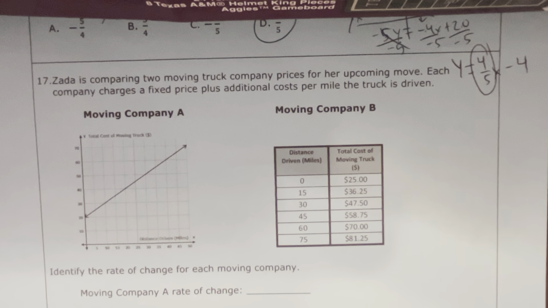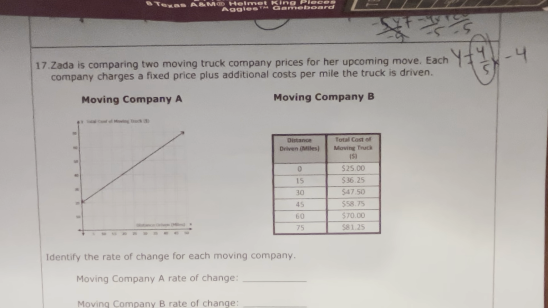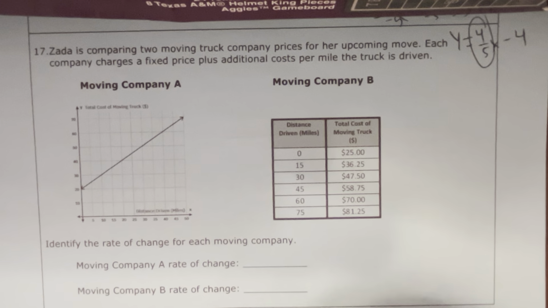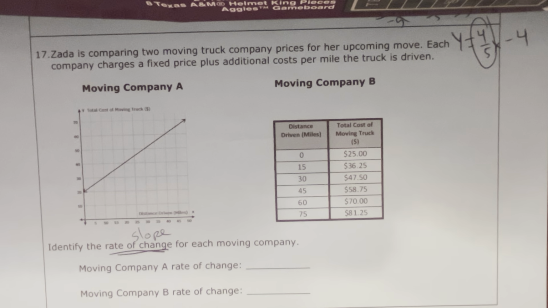Number 17, Zeta is comparing two moving truck company prices for our upcoming move. Each company charges a fixed price plus additional cost per mile the truck is driven. Moving company A, moving company B. Identify the rate of change. Again, rate of change, that's my slope for each moving company.